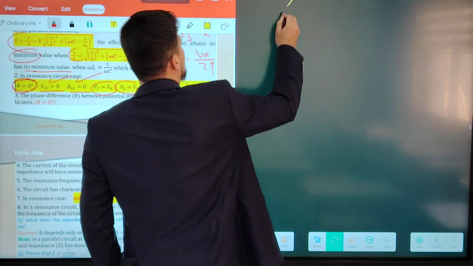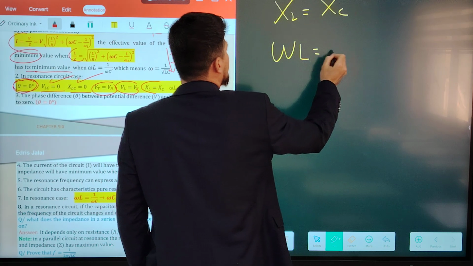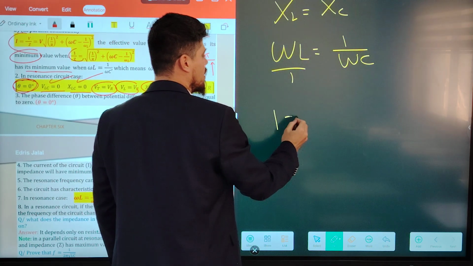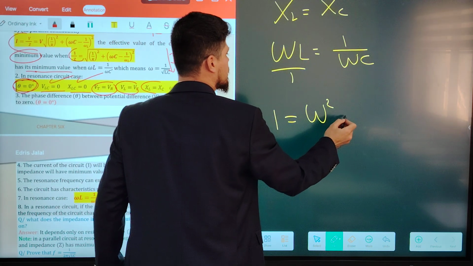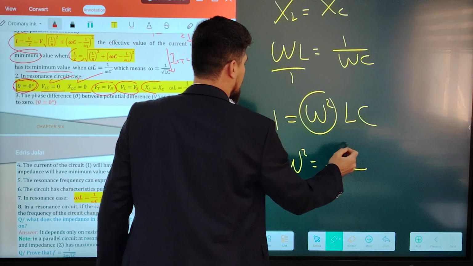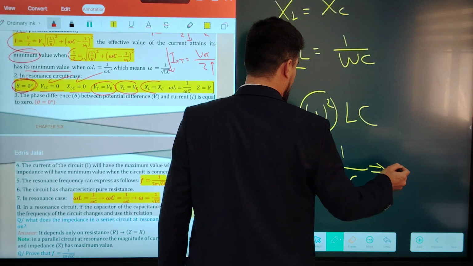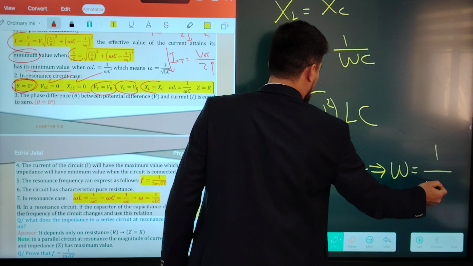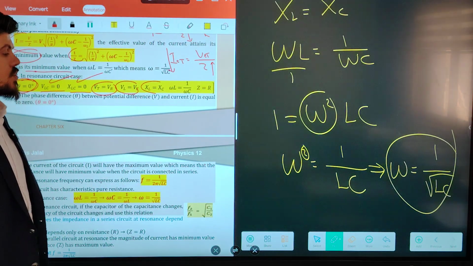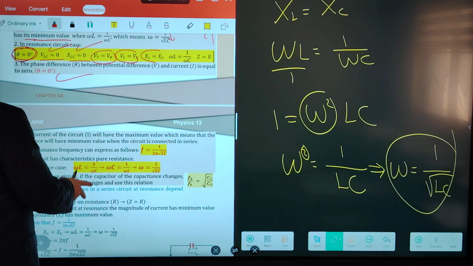Guys, look. At resonance circuit, XL is equal to XC. XL is equal to omega L. XC is 1 over omega C. Cross product: 1 times 1, 1. Omega times omega, omega squared. L times C, LC. To find omega squared, it's going to be 1 over LC. Remove this power and take the radical for both sides. Omega is equal to 1 over radical LC. At resonance circuit, omega is equal to what? 1 over radical LC.